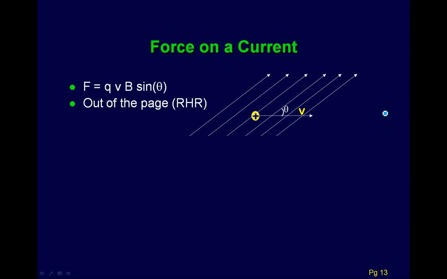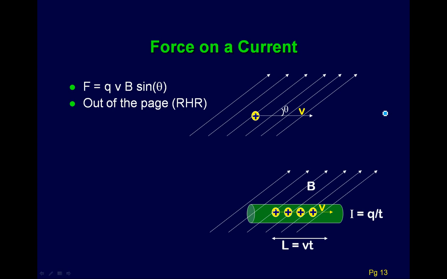So we talked about the force on a charged particle, QVB sine of theta, and we use the right hand rule. Here, if my thumb goes with the velocity, my fingers point with those arrows, my palm is out of the page. Well, we have a very similar situation if you have a current moving through a wire. It's exactly the same thing, it's just acting on a bunch of different charges at once.